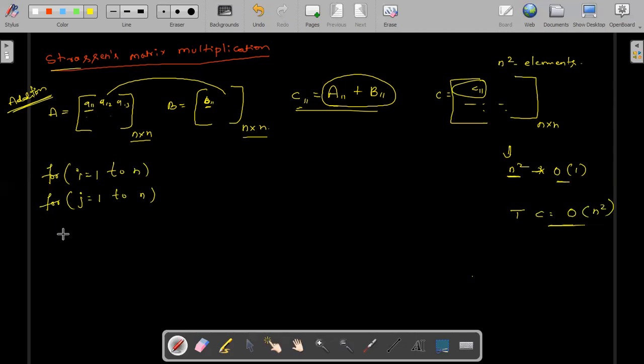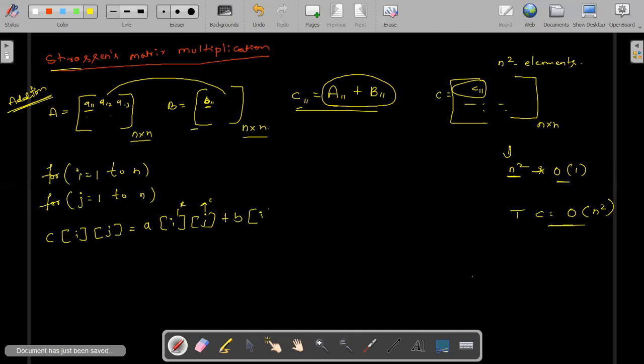So what we're going to do inside the for loop is put C of i comma j equal to A of i comma j, correct, right? Here i is the number of rows and j is the number of columns. Again plus B of i comma j. That's it.